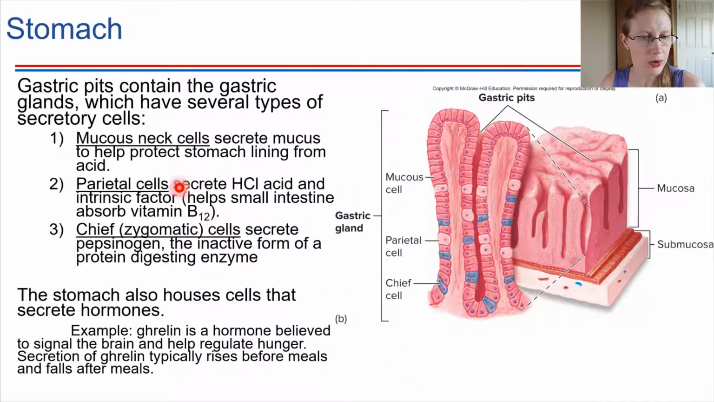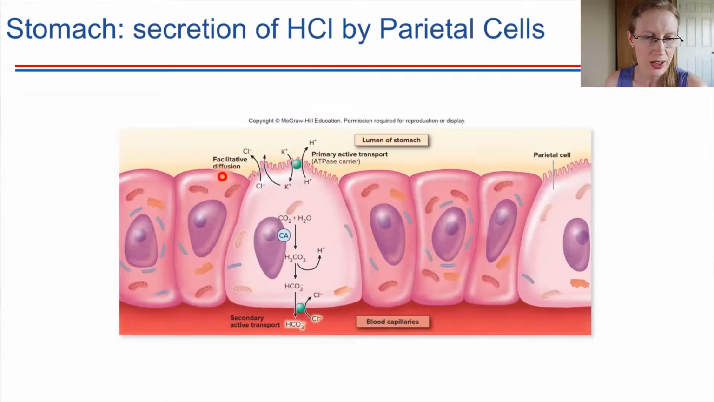Let's focus in on the parietal cells. These are the cells that are secreting HCl, hydrochloric acid. We need to learn how they do this. These are very specialized cells. All right, most organs are not just spewing out hydrochloric acid all of the time. So what are these cells actually doing?